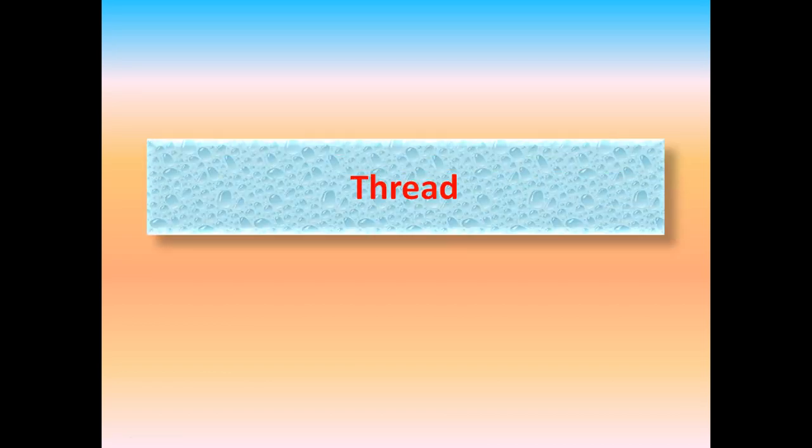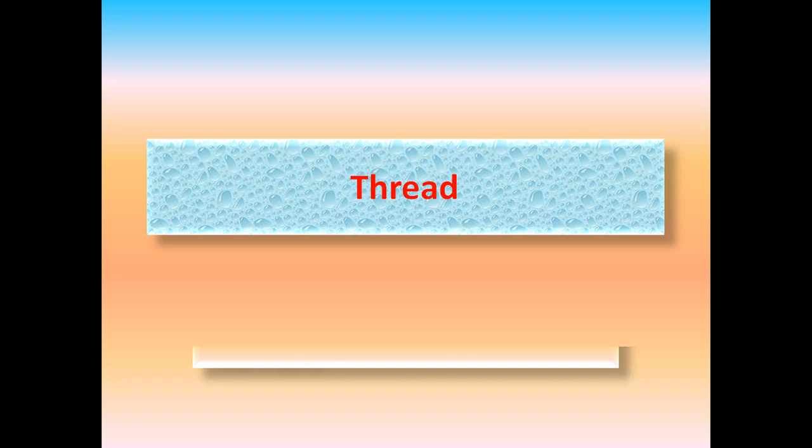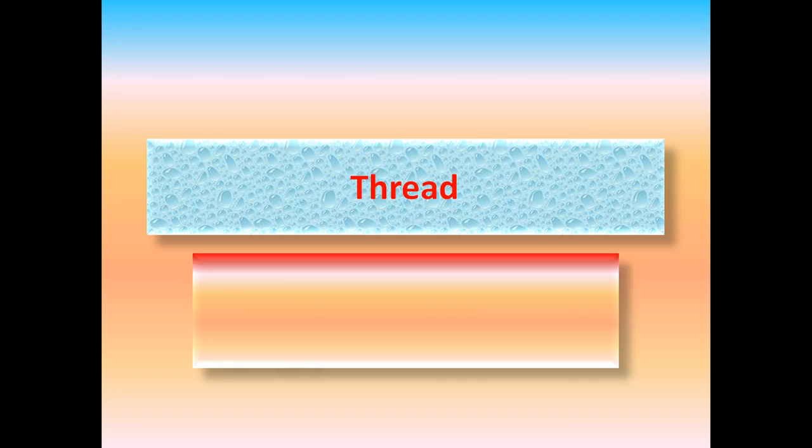Okay, so thread is nothing but, a program may have n number of tasks. Each task can be handled by a thread, right? So each part of a program we can call as a thread. A thread does a specific task, right?